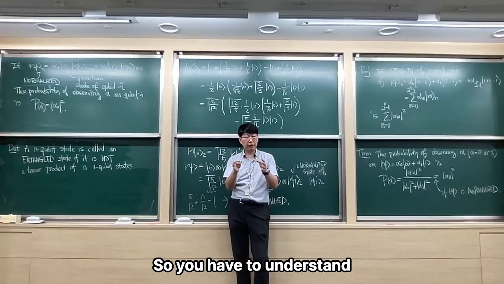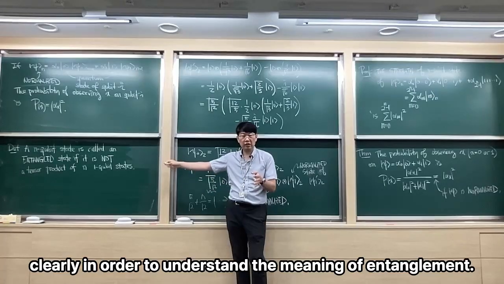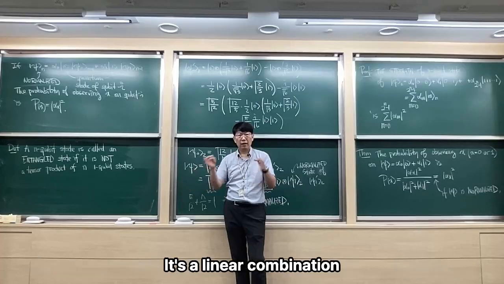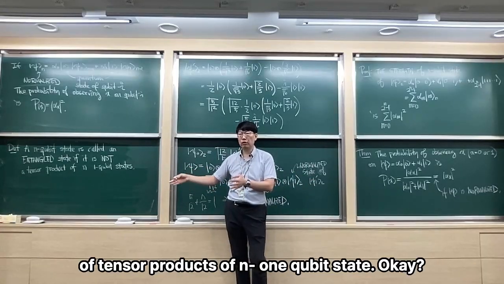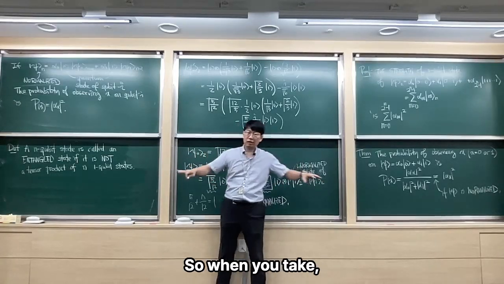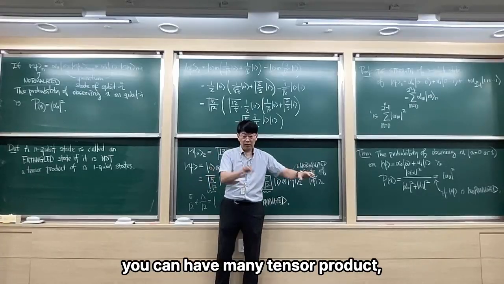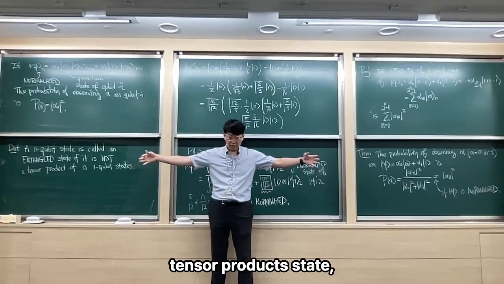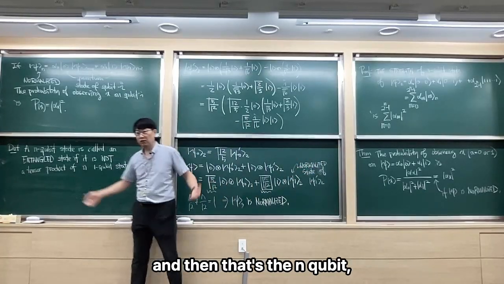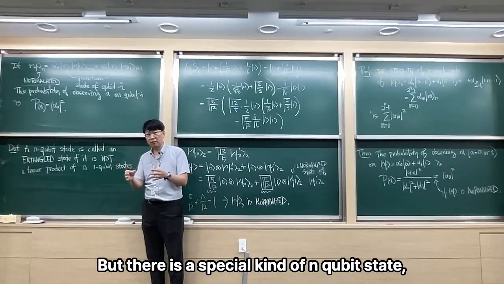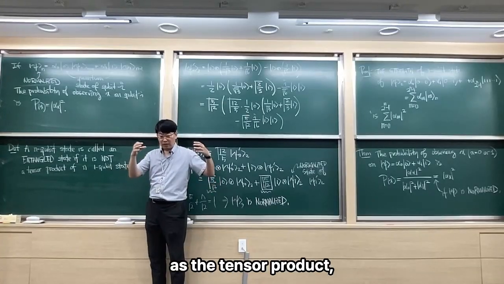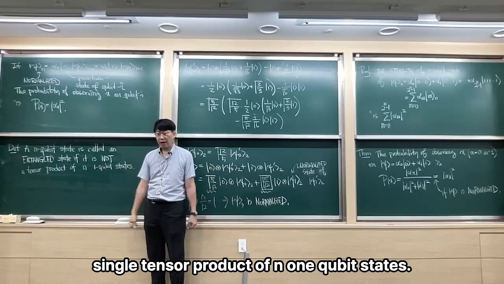So you have to understand what an n-qubit state is clearly in order to understand the meaning of entanglement. An n-qubit state is not the tensor product of one-qubit states. It's a linear combination of tensor products of one-qubit states. Okay, not just one tensor product. So when you say n-qubit state, you can have many tensor product states superposed together. Superposed means literally just the linear combination. And that's the general n-qubit state. But there's a special kind of n-qubit state called an entangled state, which can be represented as a single tensor product of n one-qubit states.